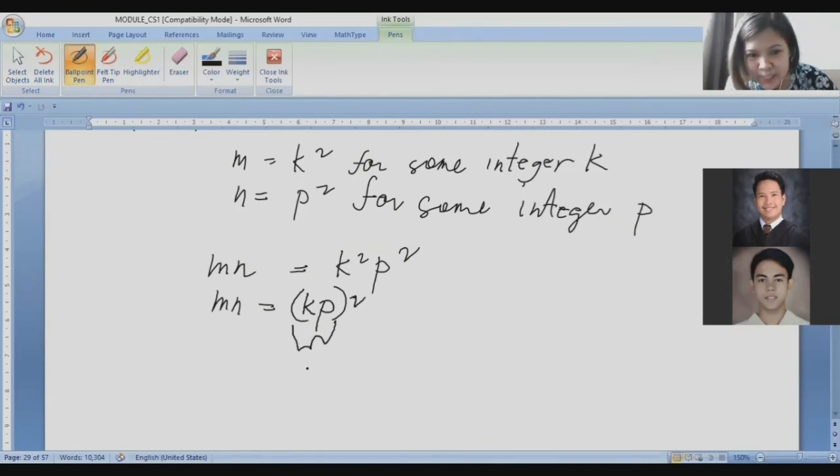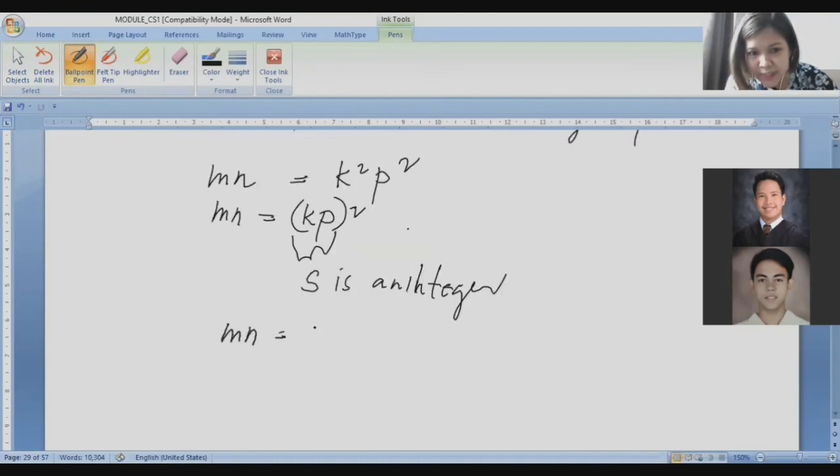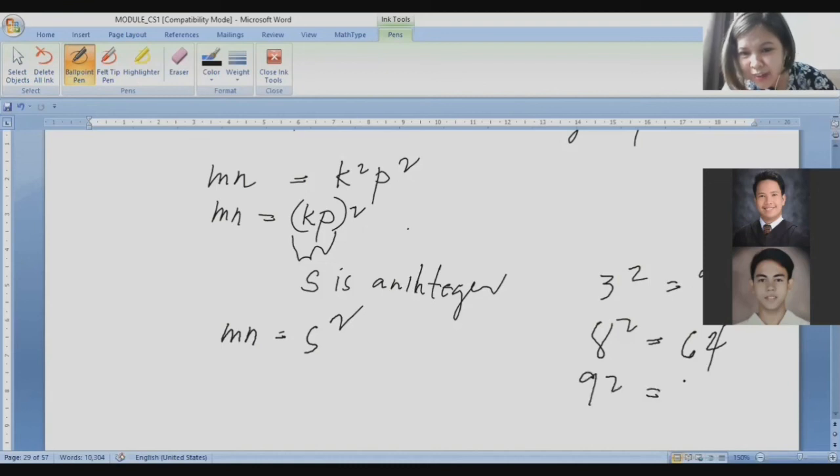Itong KP na to, i-represent natin as S. S yan. Assuming integer din siya. Is an integer also? Integer. So, ngayon, MN is equal to S squared. So, ibig sabihin yung product nila, perfect square din. Kasi, ayan o, naka-squared. Parang sinabi kong 3 squared, 9. Parang sinabi kong 8 squared, 64. Parang sinabi kong 9 squared, 81. So, ang mga sinasabi kong M, N, K, P, saka S, ito, yung 8, yung 9, yung 3. Like that. Do you follow?